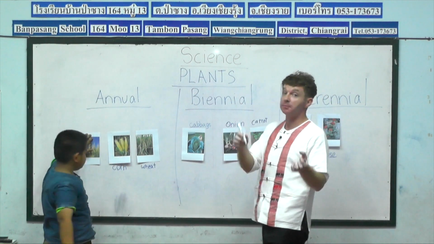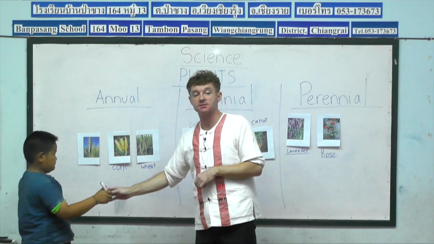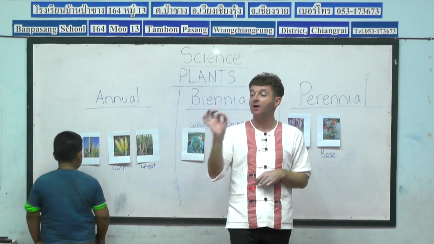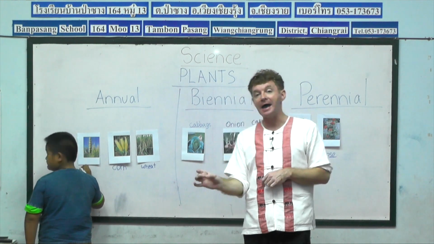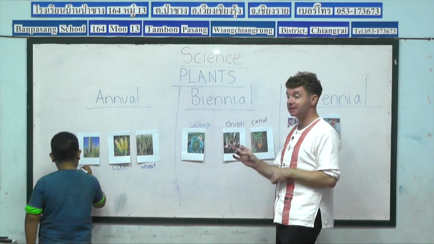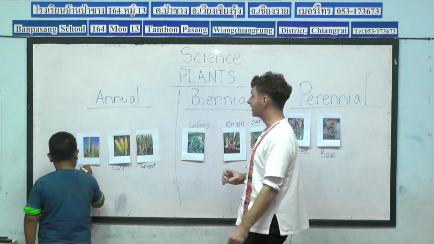And then we'll help Net to write the word rice. How do we spell rice? R-I-C-E. Excellent, Net, well done.